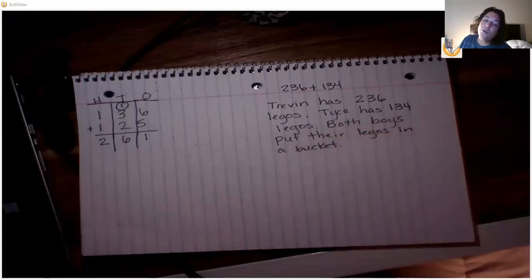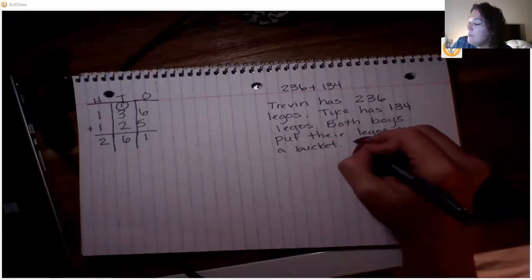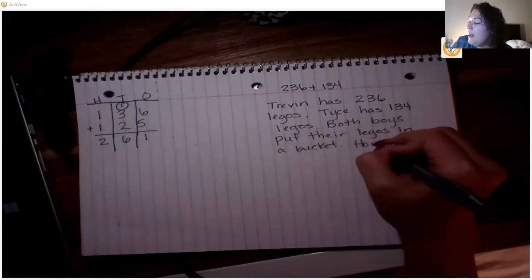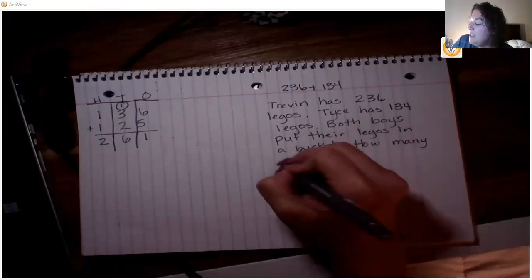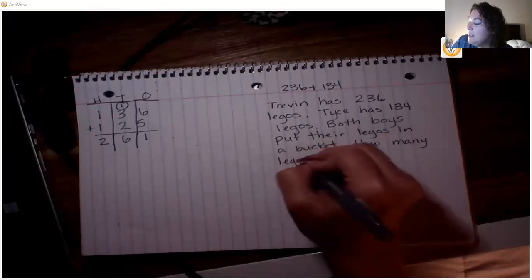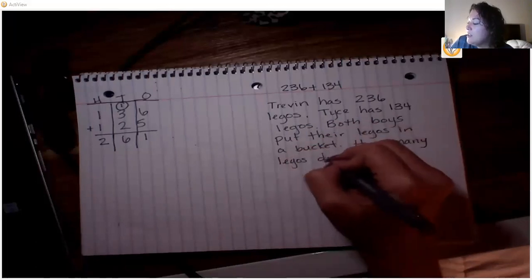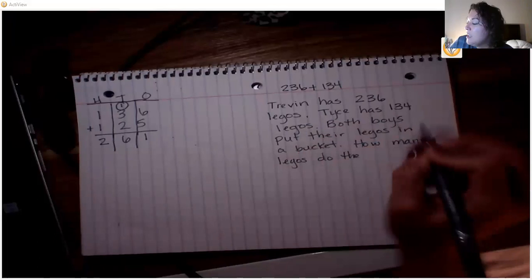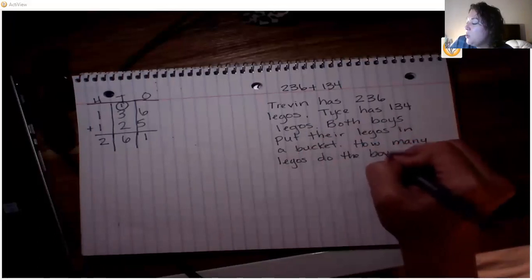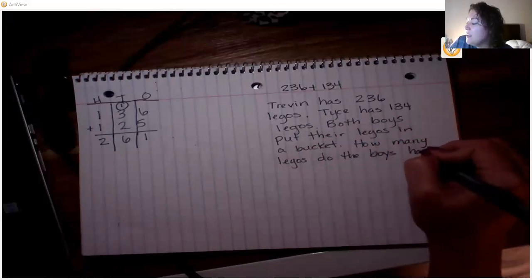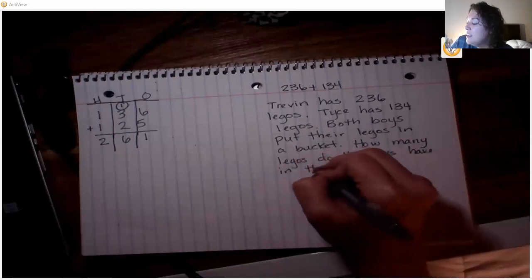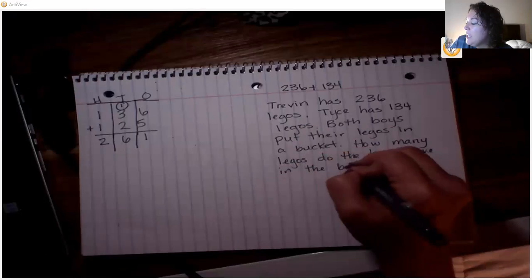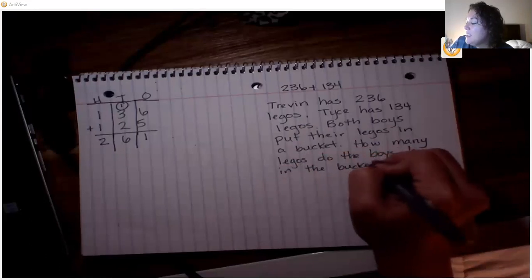And I wanted that question to have the word together in there. How many Legos do the boys have in the bucket together?